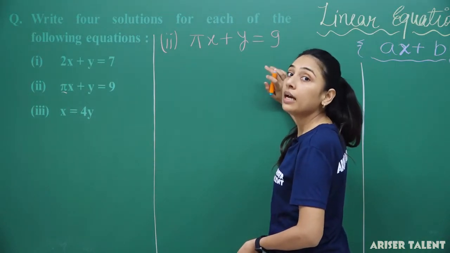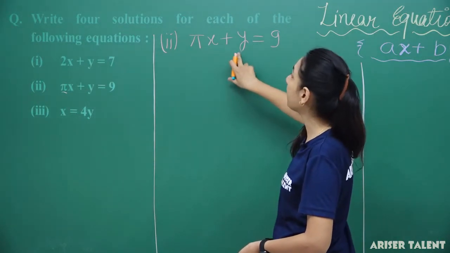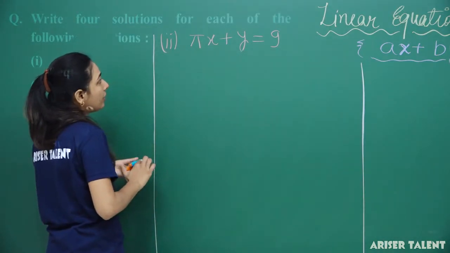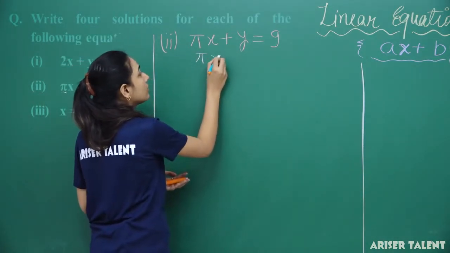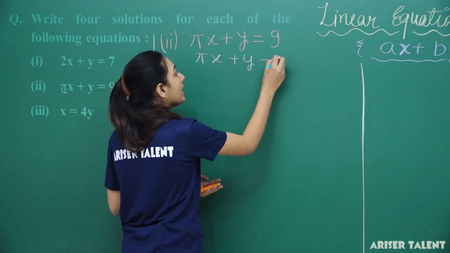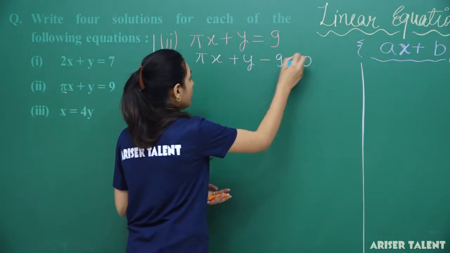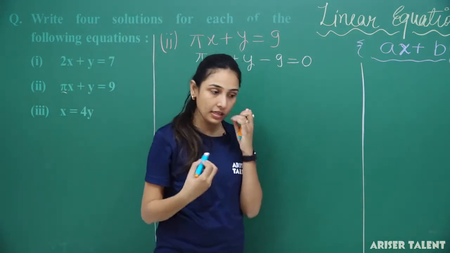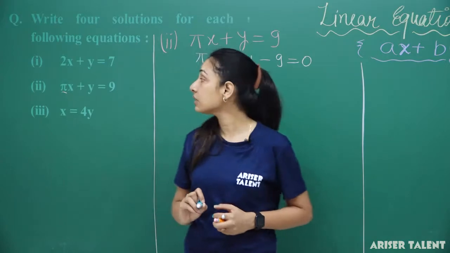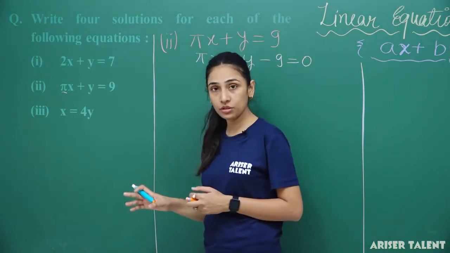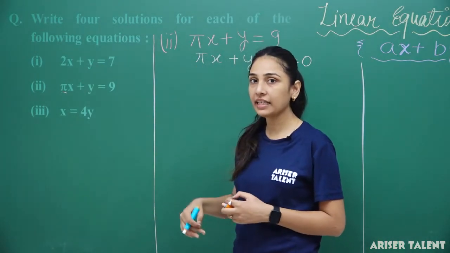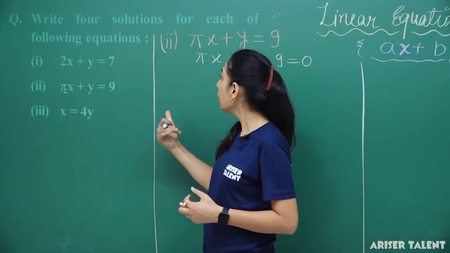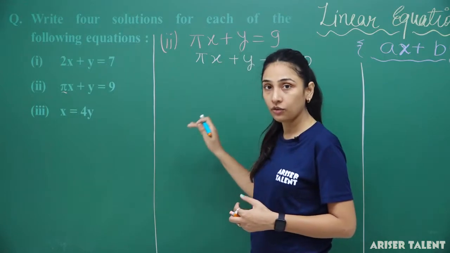So, yes, it is a linear equation in two variables, and I can write it in this format, pi x plus y minus 9 equals to 0. So, yes, it is the ax plus by plus c equals to 0 format, and it is a linear equation in two variables, right. Let's find the four solutions. What do you mean by solution? If you put some value of x, you will get some value of y from this equation.